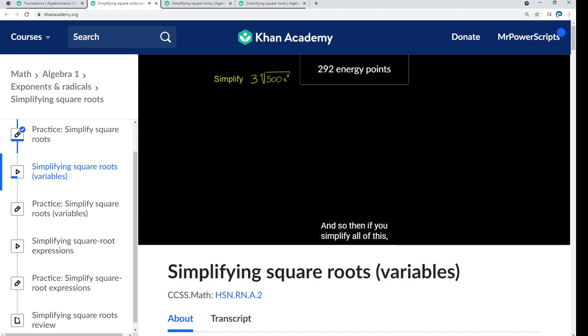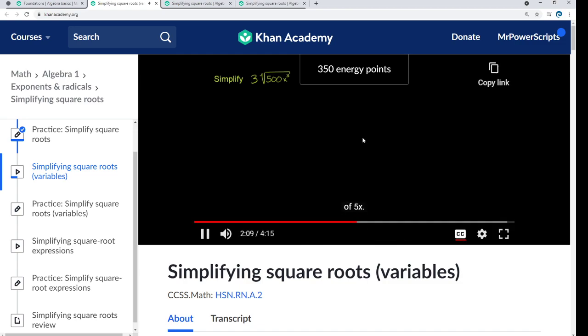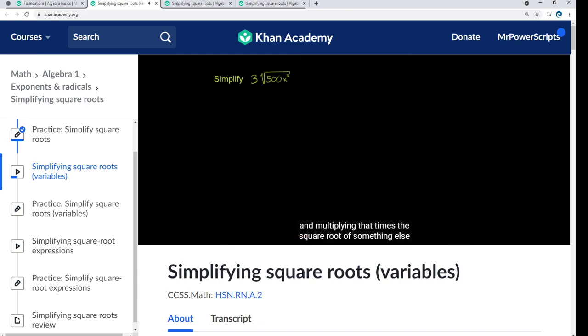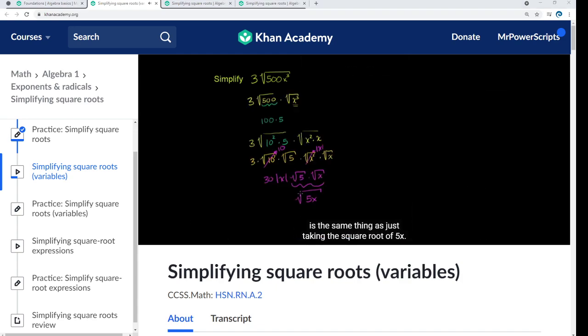And so then if you simplify all of this, you get 3 times 10, which is 30, times, and I'm just going to switch the order here, the absolute value of x. And then you have the principal root of 5 times the principal root of x. Taking the square root of something and multiplying that times the square root of something else is the same thing as just taking the square root of 5x. So all of this simplified down to 30 times the absolute value of x times the principal root of 5x. And this is what we got in the last video.